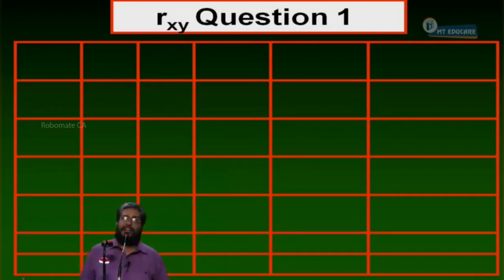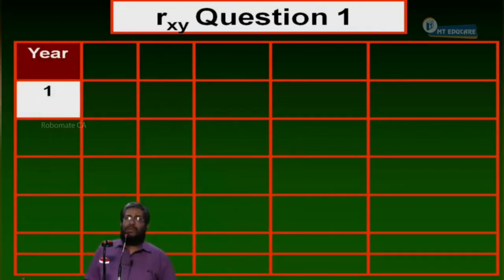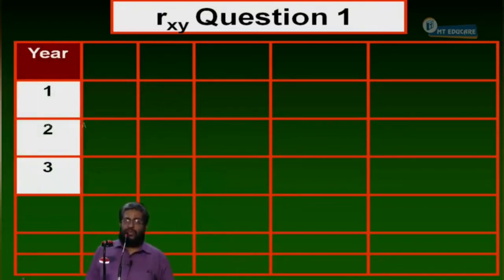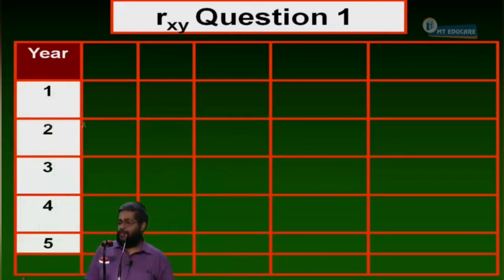Can you start or not? Tell me the following columns. First column is year: 1, 2, 3, 4, 5. Please do along with me. First column year 1, 2, 3, 4 and then 5.